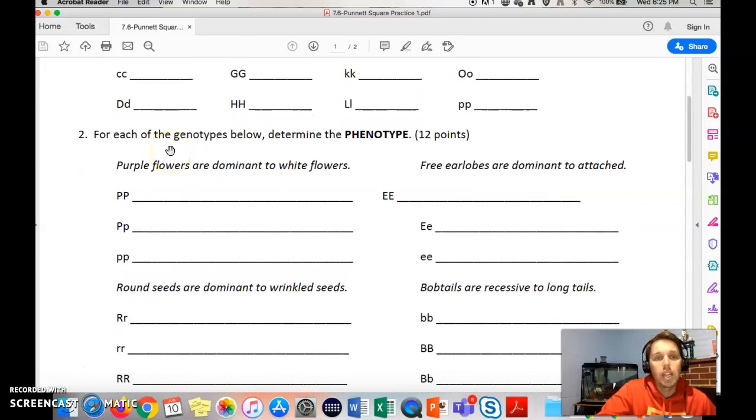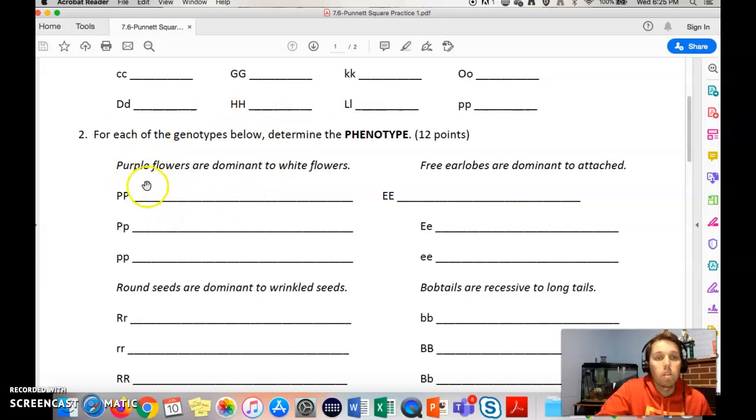Next, you will get a genotype. From that, you will have to decide the phenotype. Remember, genotype means the genes, the letters, the alleles, where pheno, think of that as physical, so the physical trait.